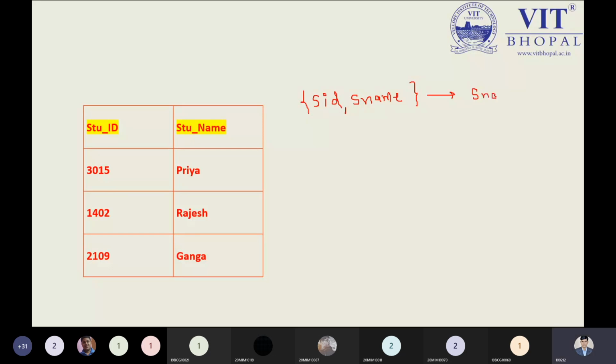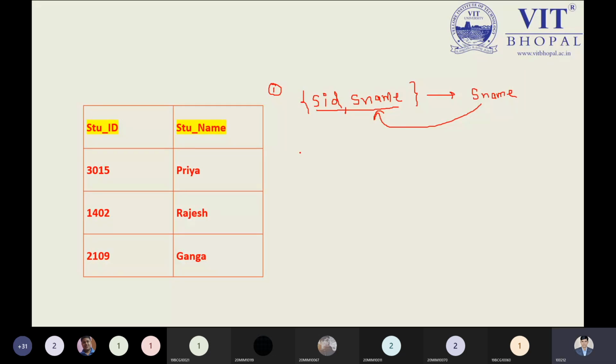So now can you tell me, this is the first point. From this point we are seeing student ID comma student name I'm taking, and the determinant to the student name. Now can you tell me, is it a trivial functional dependency or non-trivial or transitive or other kind of thing? Now can you tell me? Sir, trivial. Why? Because student name is a part of the student name, student ID attribute set.